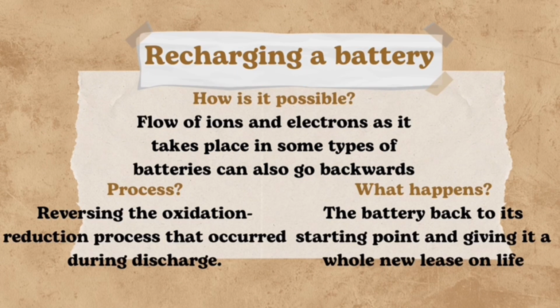Recharging a battery. How is it possible? The flow of ions and electrons, as it takes place in some types of batteries, can also go backwards. The process reverses the oxidation-reduction process that occurred during discharge. What happens? The battery goes back to its starting point, giving it a whole new lease on life.